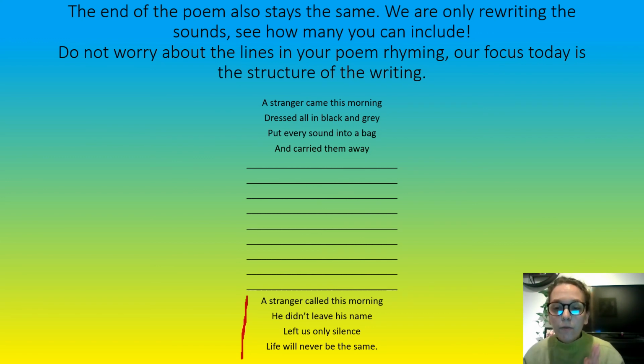So remember, the first 4 lines of the poem up here stay the same. Then you fill out your lines with all of the sounds, starting with the sound of the object. And then the last 4 lines stay the same as well.